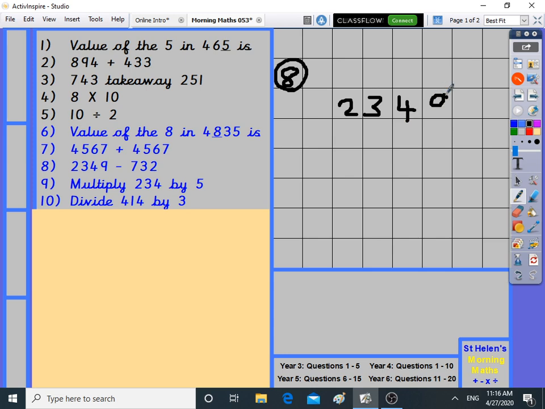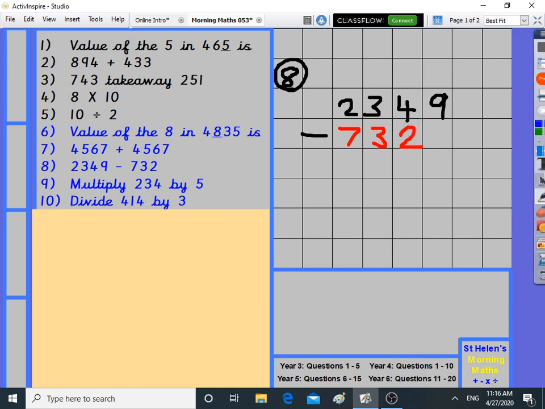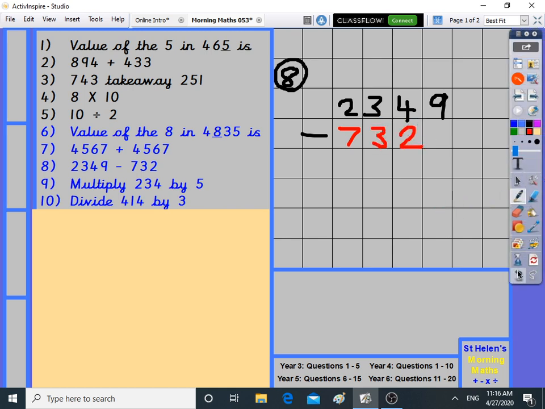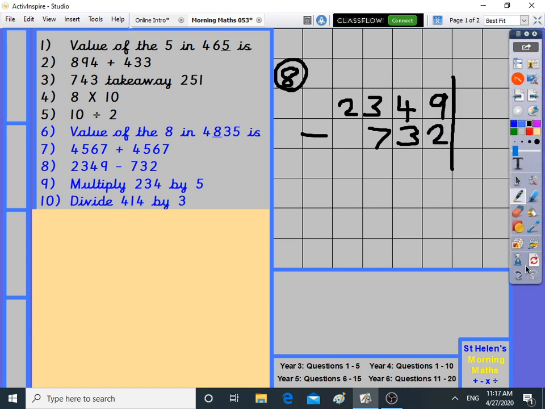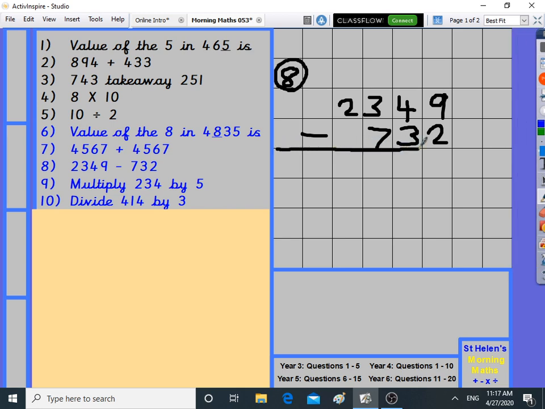2,349. I'll show you how not to line this one up, shall I? Don't line this up like this. Don't line this up like this, because that's not right. Instead, line it up like this. Line it up down the right. Always be very careful with your lining up. If you line a question up wrong, you'll get it wrong. Whatever you do, you'll get it wrong.